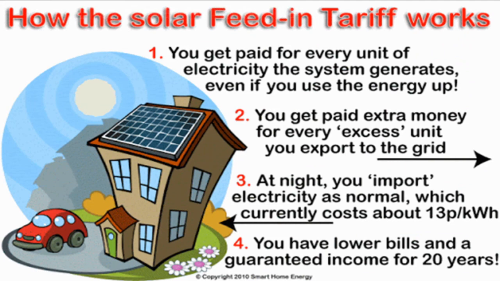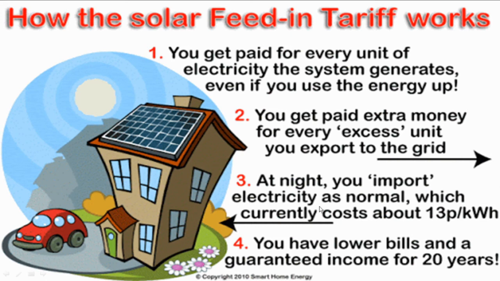How does the solar feed-in tariff basically work? The first point is that you get paid for every unit of electricity the system generates, even if you use the energy yourself. In some cases, a hardly 5% to 10%, the consumer consumes the electricity and the rest is sent to the utility grid. So the customer gets payment for every unit of electricity which is sent to the utility grid. Second point, you get paid extra money for every excess unit you export to the grid.